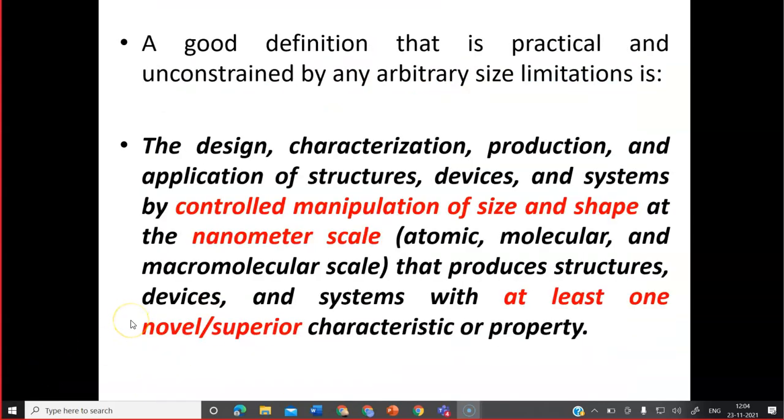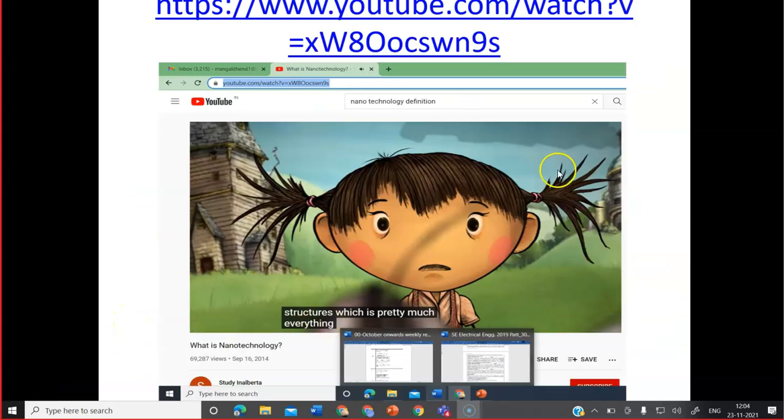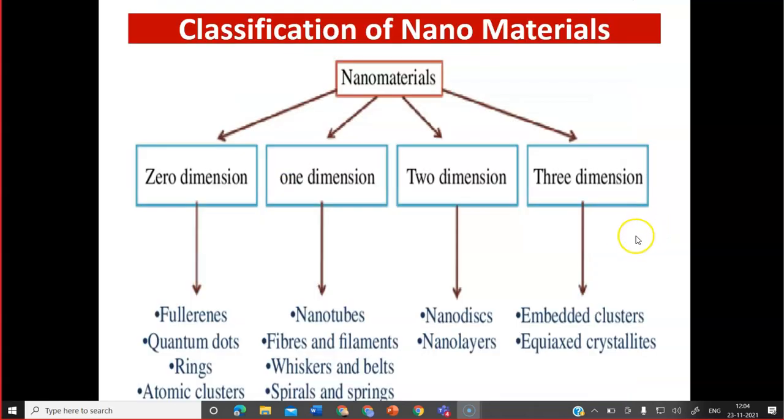So now by watching this video, you might have received the idea about how much is the nanometer dimension. One hair is how much nanometer, and how tiny the nanometer level is. So now let us see further how we can classify nanomaterials.